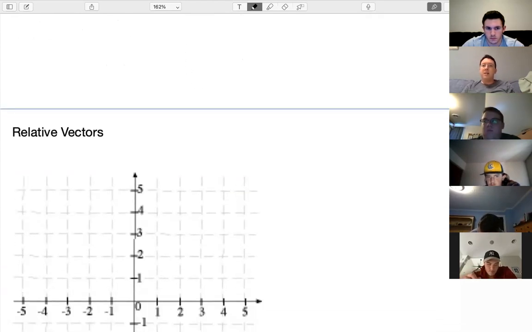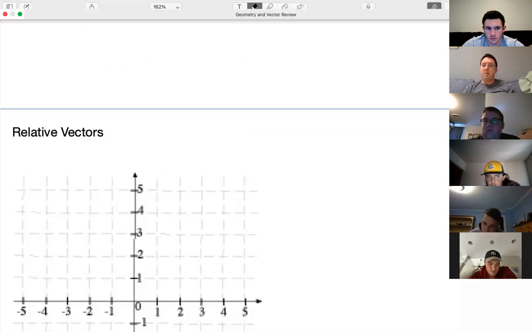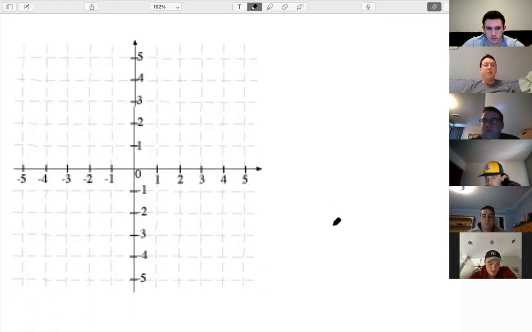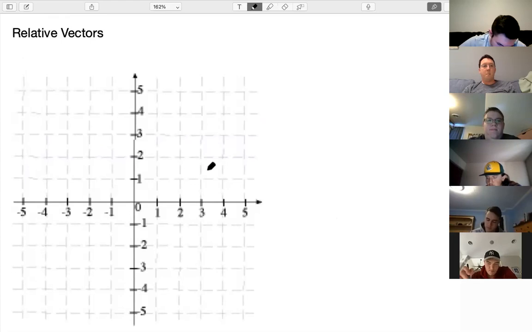The last thing I want to do today: relative vectors. This is huge for this course. I can't emphasize this enough. This is huge for this course.